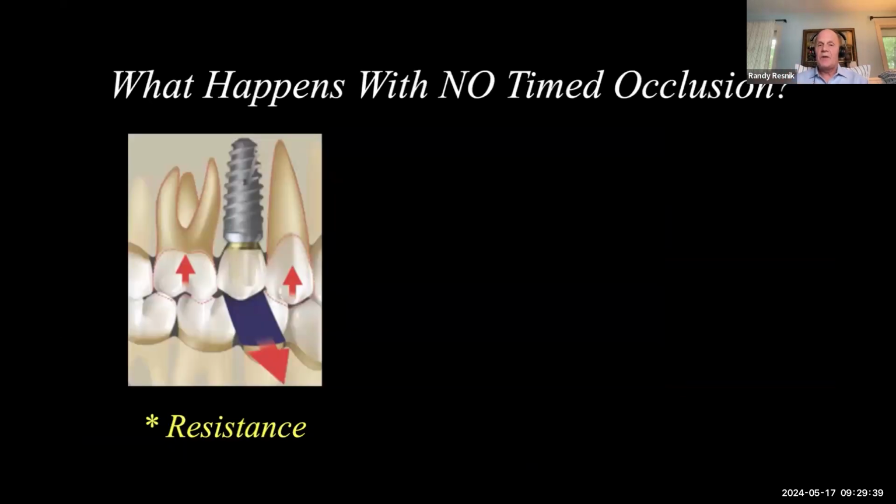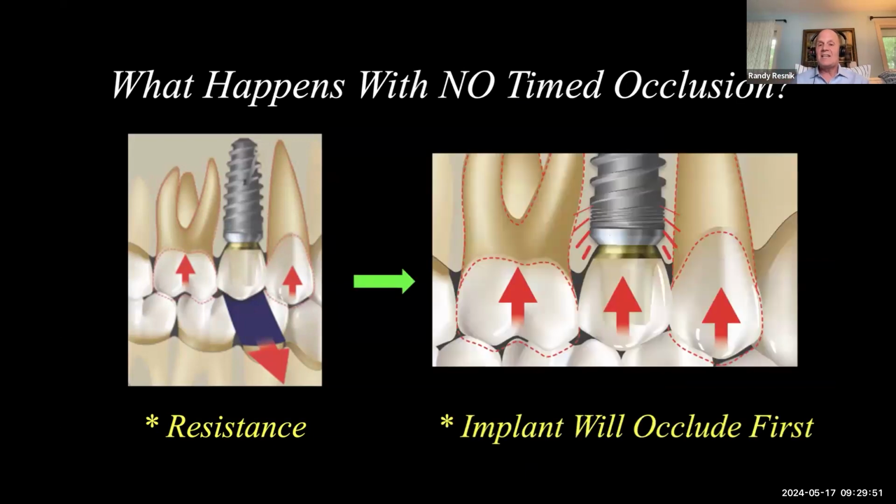So let's look at what happens if we don't have timed occlusion. Let's say that in light contact, the patient bites down and we can't pull that paper through. What is actually happening is that the implant is going to occlude first. So the teeth, their periodontal ligament, will not be able to be compressed. What will happen? The implant will be in hyperocclusion. And because there's no nerve to the crestal bone area, the patient never knows until it's too late, until we start losing bone.